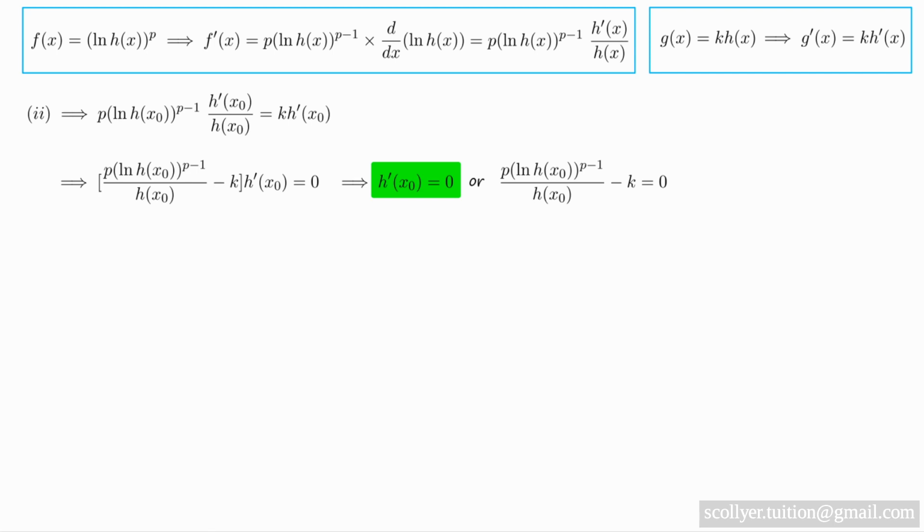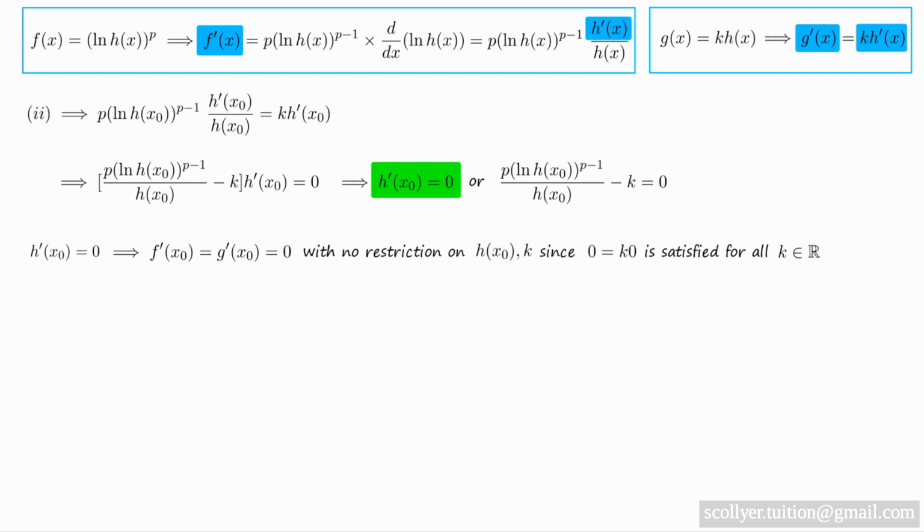And first we look at the statement h'(x_0) equals 0. If we look at f'(x), we see that it has a factor h'(x), and similarly for g'(x). And hence, if h'(x_0) equals 0, then f'(x_0) and g'(x_0) also equal 0. And so in this case, we see that we have no restriction on h(x_0), since h'(x_0) equals 0 tells us nothing about h(x_0).